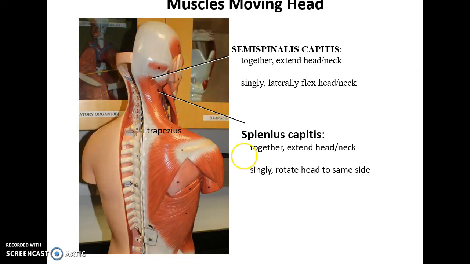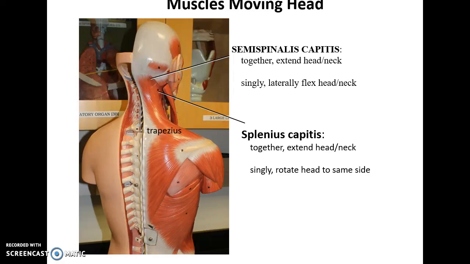In the posterior side of the neck, we have the semispinalis capitis muscle, a deep muscle, and we have the splenius muscle, which is slightly more superficial. Semispinalis capitis muscle, when both the right and left one work together, they'll extend or pull back the head and neck. Acting singly, they will laterally flex the head or neck, letting you lie your head on your shoulder.